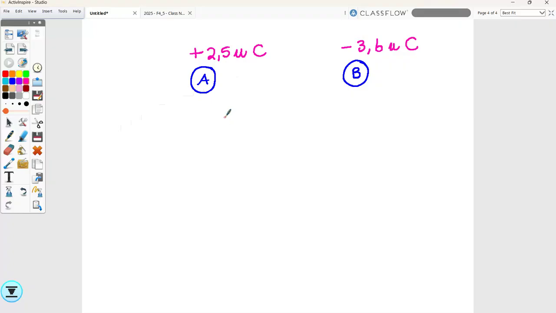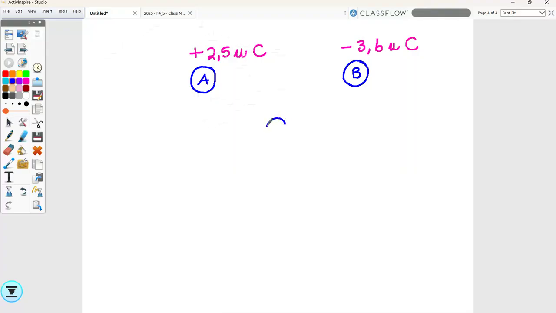Now, how on earth did this one get a positive charge in the first place? It lost electrons, yes. How did this one get a negative charge? It gained electrons. Normally what they ask you is they're going to be touched and then they move away from each other again. So let's do that. We're going to touch them.